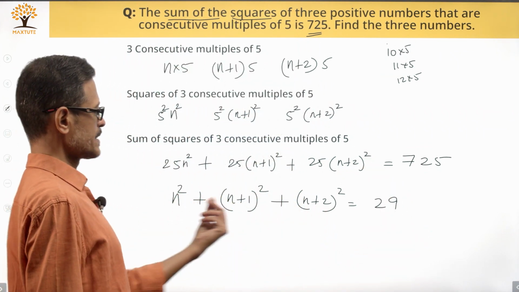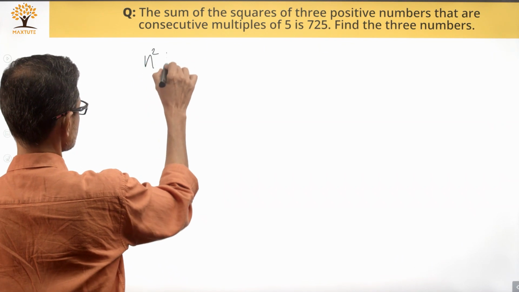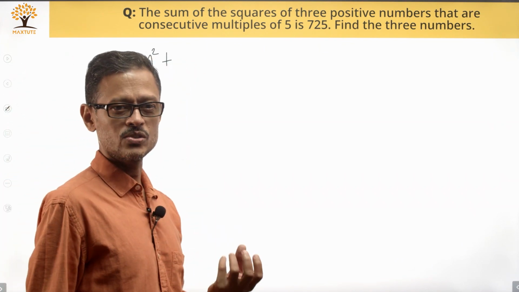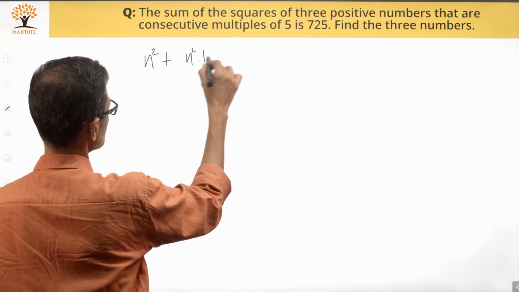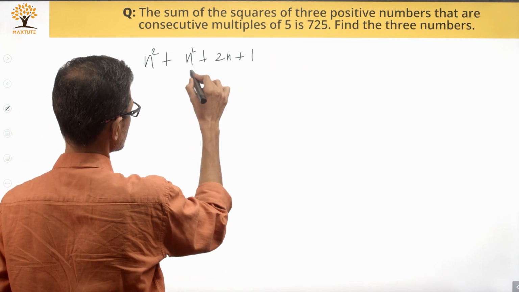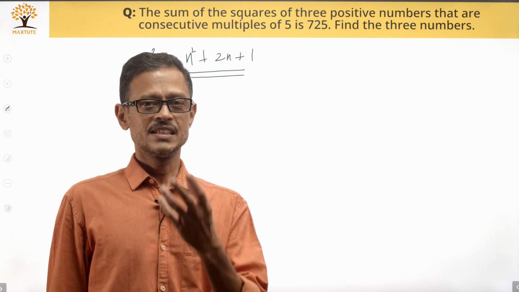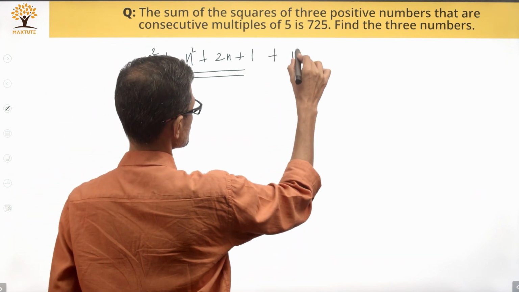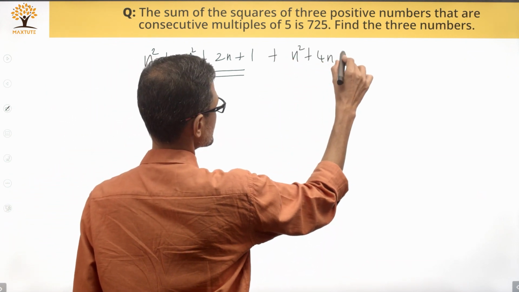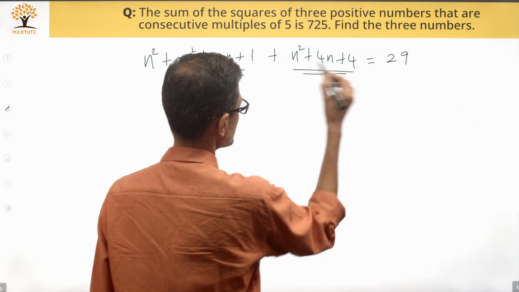In the next slide, let us basically expand these terms. So, the left hand side is going to be n square, plus (n plus 1) the whole square, which is n square plus 2n plus 1. This is essentially our (n plus 1) the whole square. Now, (n plus 2) the whole square is n square plus 4n plus 4. So, plus n square plus 4n plus 4, this is equal to 29. This is (n plus 2) the whole square.